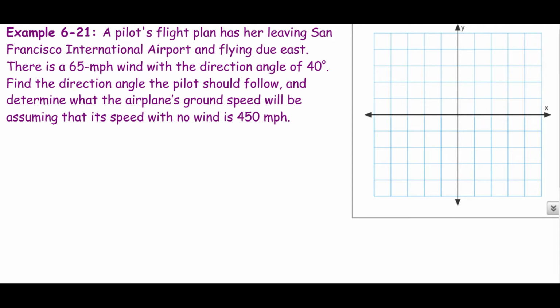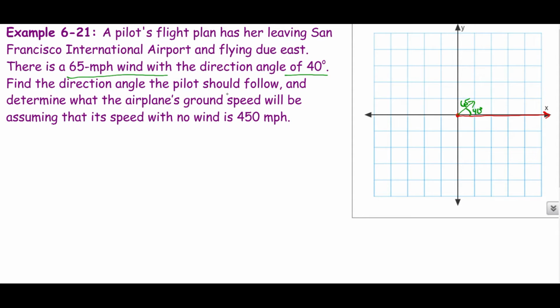All right, so here's another example. We have a pilot's flight plan, has her leaving San Francisco and flying due east. So if we consider the origin, the airport, and then we're flying due east, so we're flying along the x-axis. There's a 65 mile per hour wind in a direction of 40 degrees. If we kind of draw that in here, that would look something like this. So this is 40 degrees, and this magnitude would be 65.